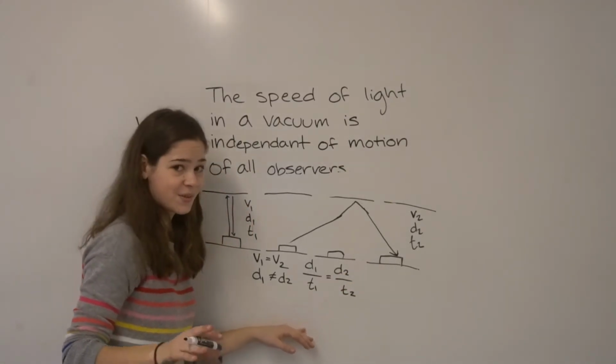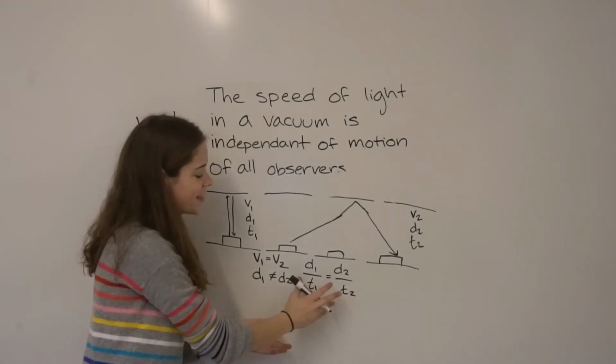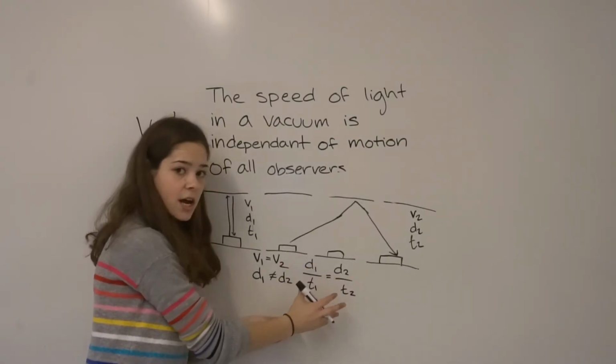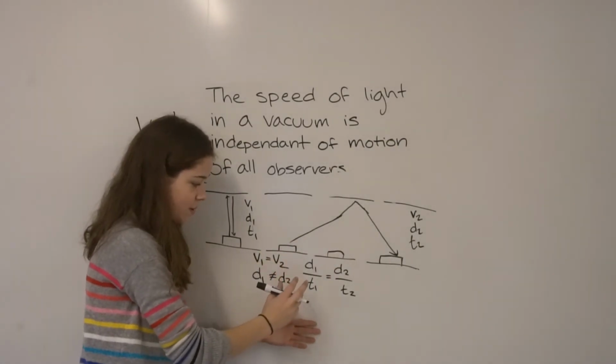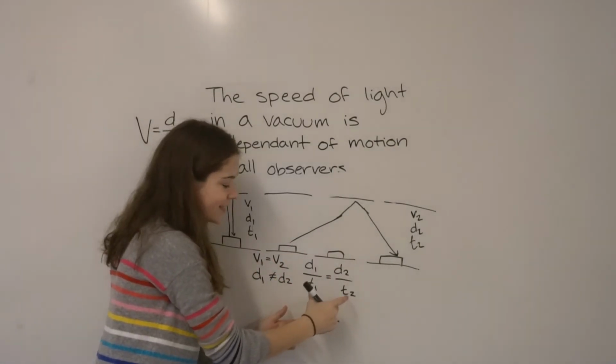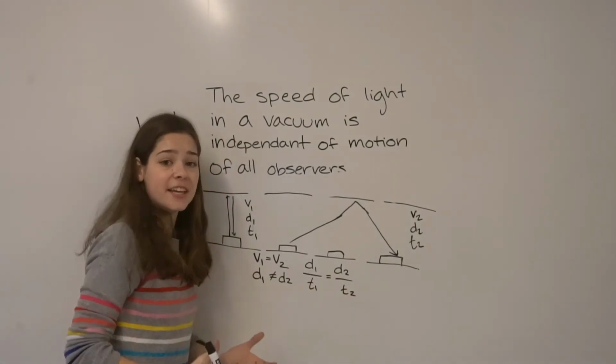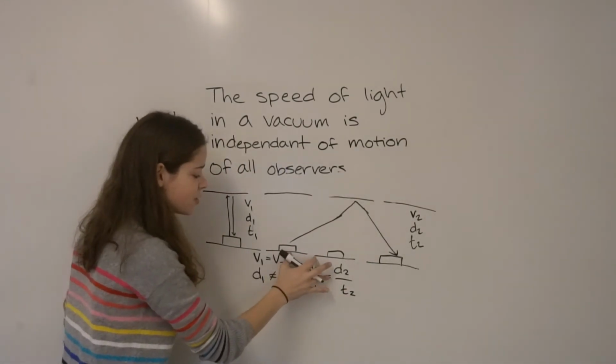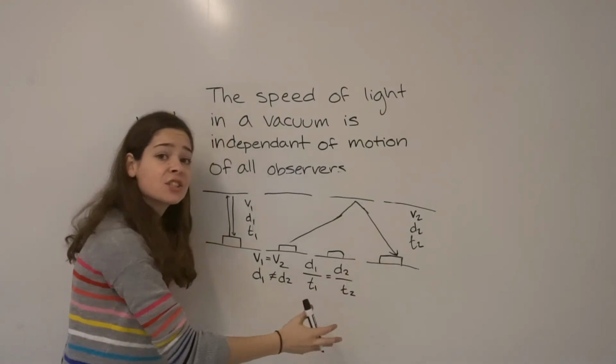Okay, now here's where it gets really exciting. Distance is not equal in either of those. But in order for these two to be equal, time has to actually change. So as you move faster and faster, time actually slows down. Theoretically, if you moved at the speed of light, time would stop altogether.